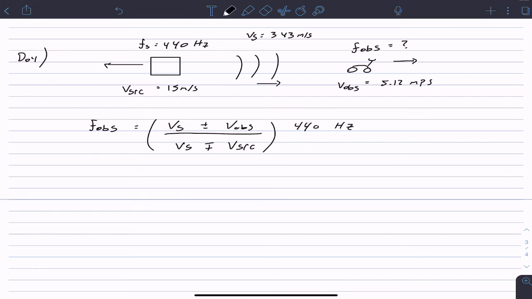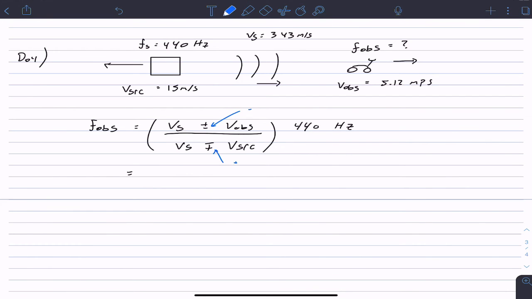So now we just plug in and we solve. But before we do that, let's just recall again that this was positive if they were moving towards each other, and this was negative if they were moving away from each other. Now that we know they are moving directly away from each other, we actually use the negative sign, and we use the one on bottom here as the positive.